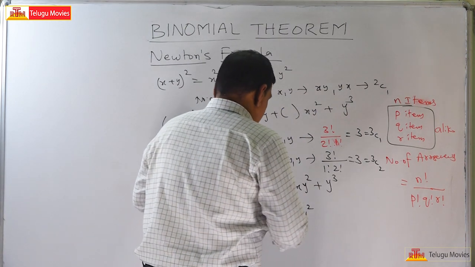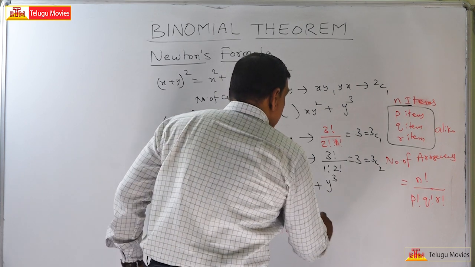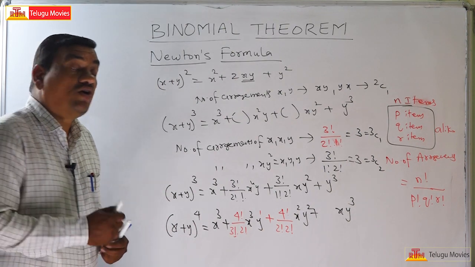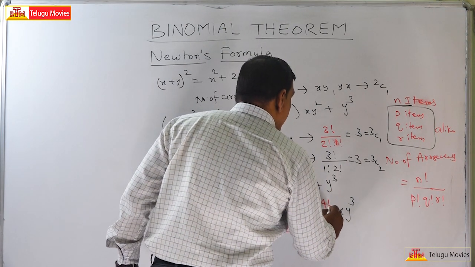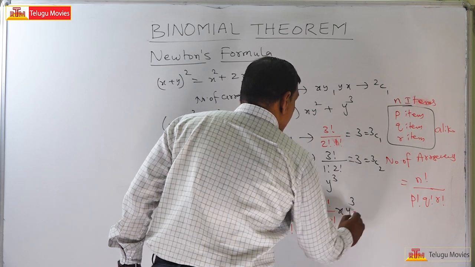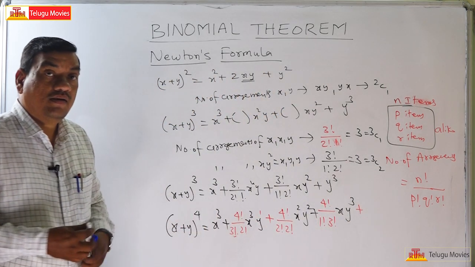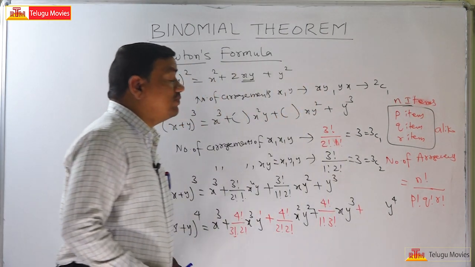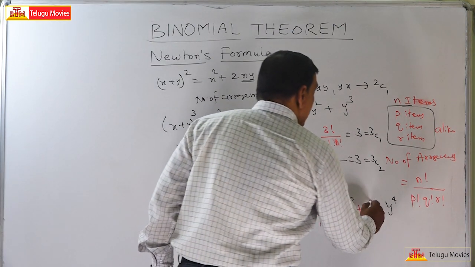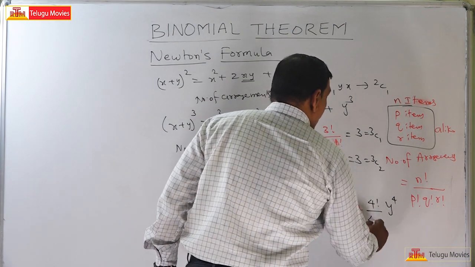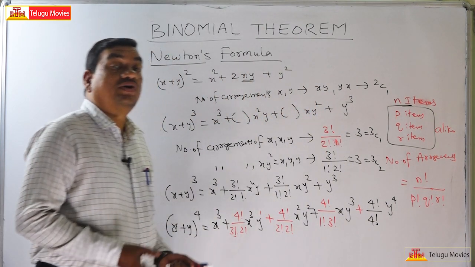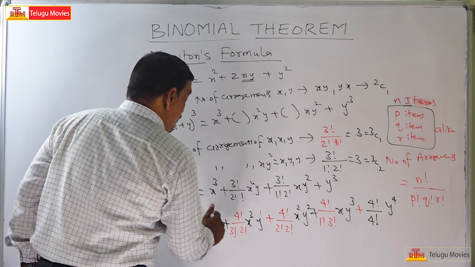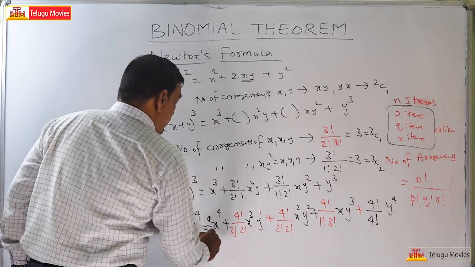The next term is plus xy cube. What is the coefficient of xy cube? It is 4 factorial by 1 factorial into 3 factorial, plus, next, last and final, y to the power of 4. What is the coefficient of y to the power of 4? It is 4 factorial by 4 factorial, because y is repeated 4 times. Here also, for x to the power of 4, it is 4 factorial by 4 factorial.